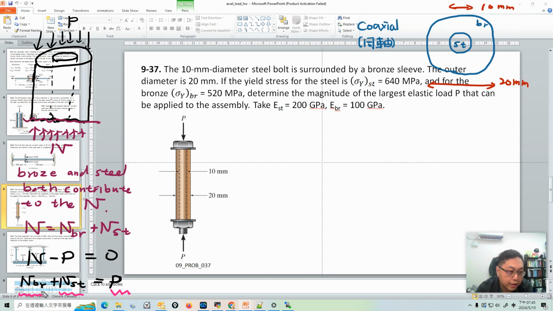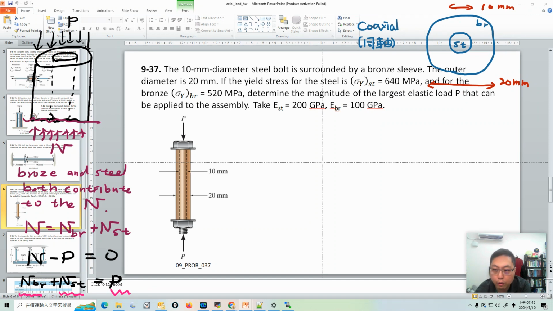And in this coaxial system, I have to already tell you the compatibility equation is, because it's a coaxial problem. So when you compress this rod together, in this coaxial structure, the steel part and the bronze part have the same deformation. The steel part and bronze part have the same deformation because of this coaxial structure. And you push this rod, these two parts will have the same deformation.